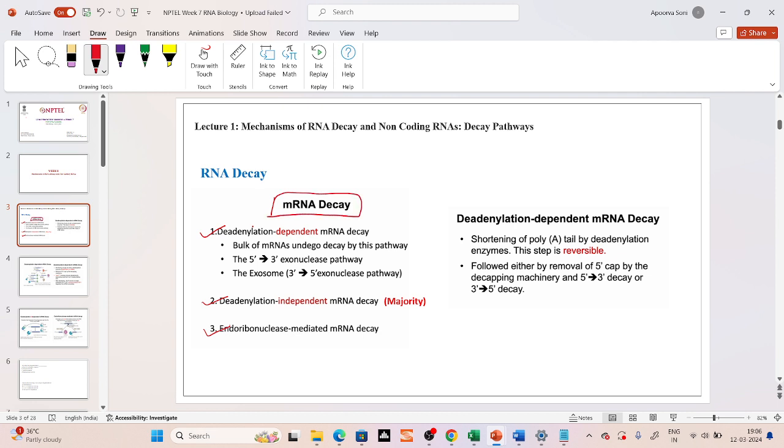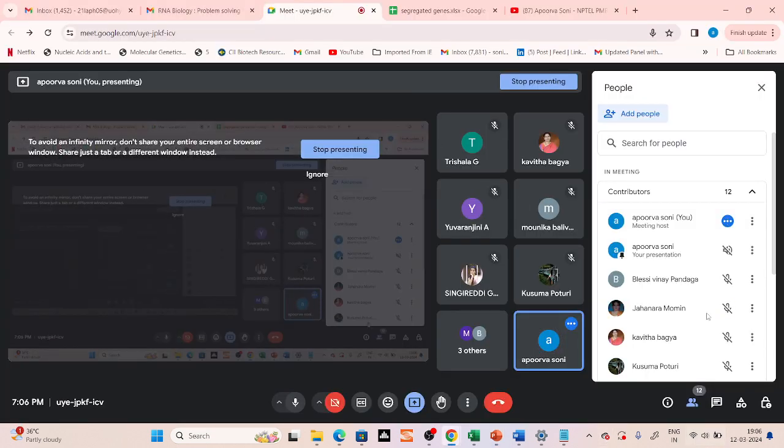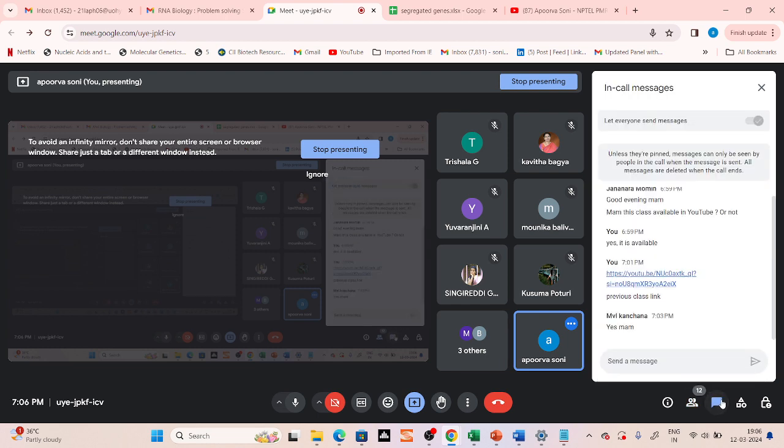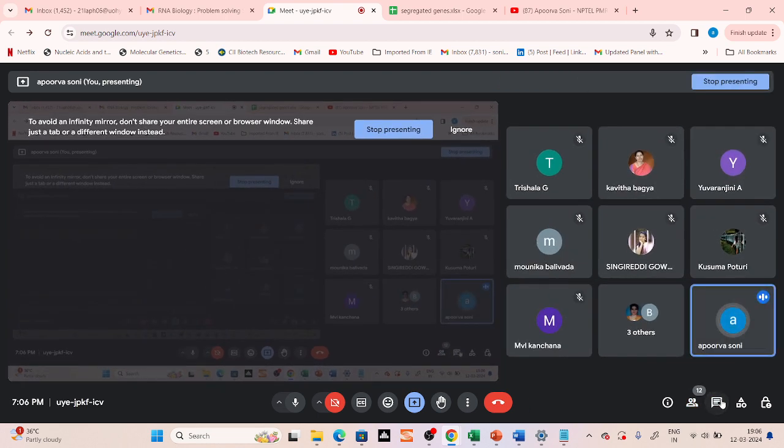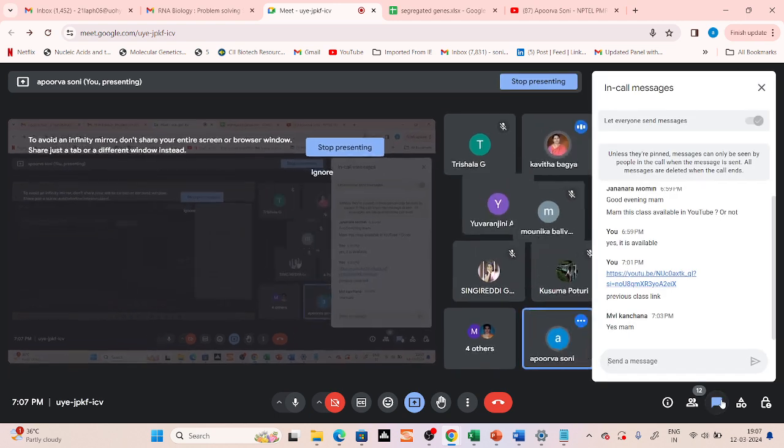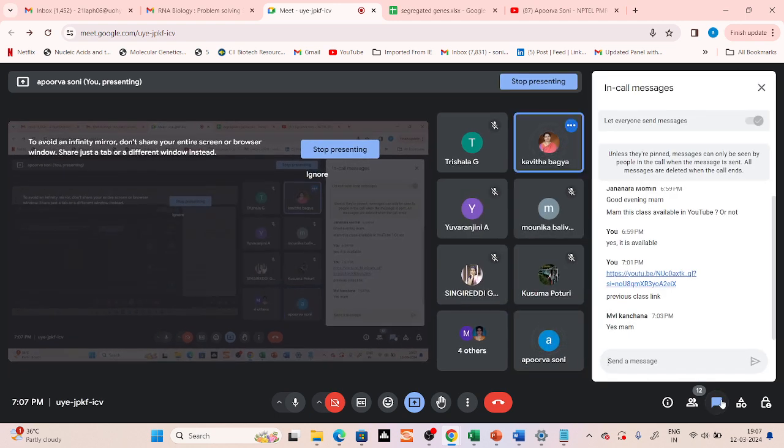So, can anybody tell me what is the meaning of deadenylation? What is the meaning of deadenylation? Anybody? What do you understand by deadenylation? Nobody knows what is deadenylation? What is adenylation? Anybody? Removal of adenyl groups, yes. So poly A tail, removal of poly A tail, correctly.